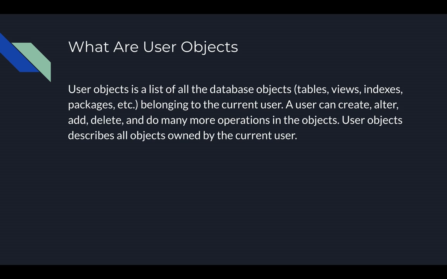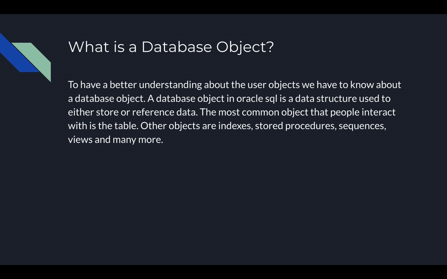User objects is a list of all of the database objects, for example, like tables, views, indexes, packages, etc., belonging to the current user. A user can create, alter, add, delete, and do many more operations in the objects. User objects describes all objects owned by the current user.